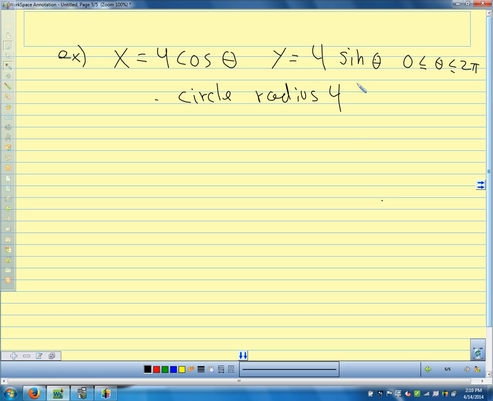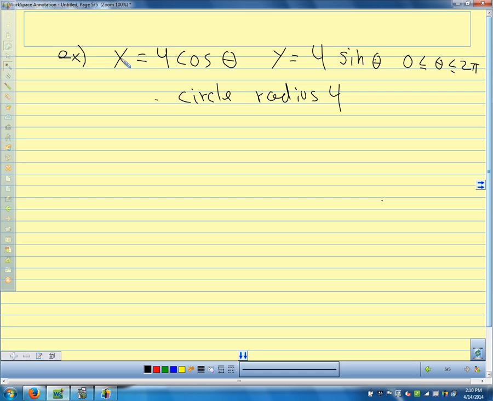When we see a sine and a cosine, when we think of the unit circle, what was our most used identity when we talked about trigonometry? What identity related sine and cosine? Tangent? Okay, so that was one. There was one that we used even more: sine squared theta plus cosine squared theta equals 1. So whenever you see a sine and a cosine in a set of parametric equations, you should think Pythagorean identity.